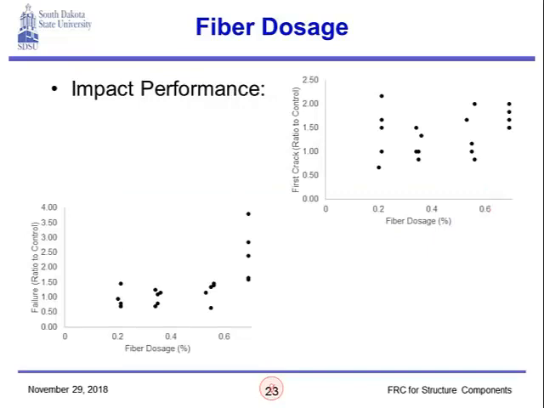Now looking at the effect of the fiber dosage on the impact performance, again, when it comes to the first crack criteria, we don't really see any correlation here. For the failure, we might see an increase all of a sudden at 0.69%. But as I said, the results were really very erratic, and we didn't have replicates, so it's very difficult to make firm conclusions about the impact resistance for different fiber dosages.